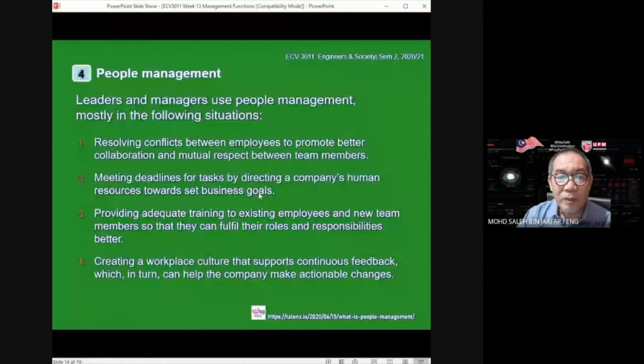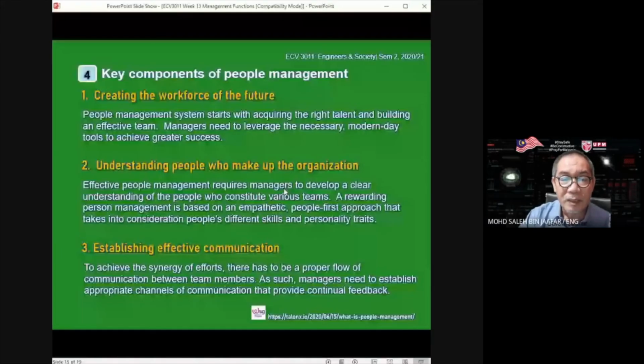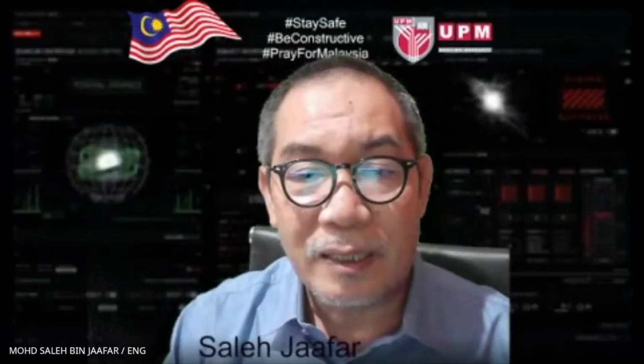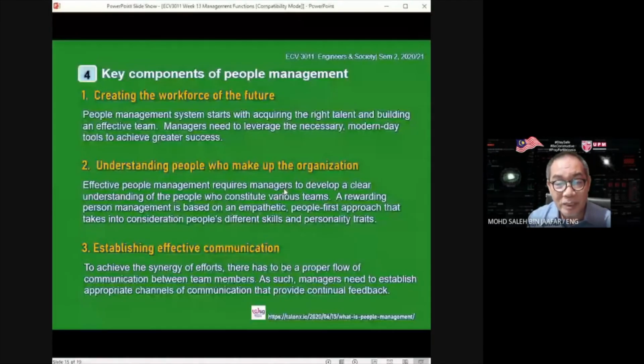And the components of people management would be creating the workforce of the future. This is what management is supposed to be thinking about: if they want to see the organization expand and succeed in the future, they cannot be just sitting and be complacent with what they have. So management, in leading the organization, needs to think ahead of what they are currently doing, and they need to be able to understand the people who make up the organization.